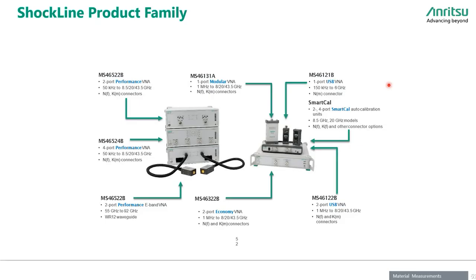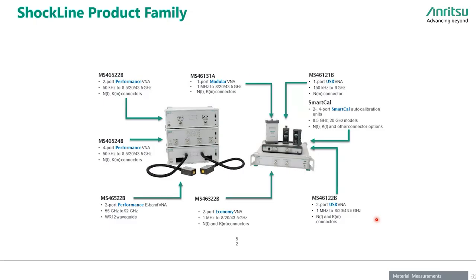We have another VNA, which is a one port VNA again, but going up to higher frequency. The MS46131A is a one port VNA, which is starting from 1 megahertz. It has frequency bands of 8, 20, and 43.5 gigahertz. So we can go as high as 43.5 gigahertz in a one port configuration.